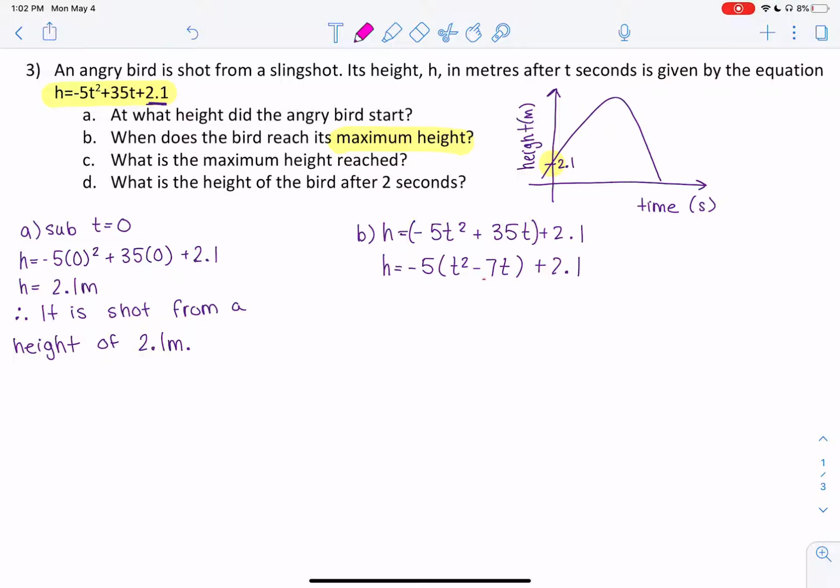Next, we need to find that magic number that will turn this into a perfect square trinomial. So we're going to use this -7 here, and that will give us 12.25. Don't worry about having decimals for this. We have decimals in the question with that 2.1, so decimals in your answer are totally fine. Now we add and subtract that in the brackets.